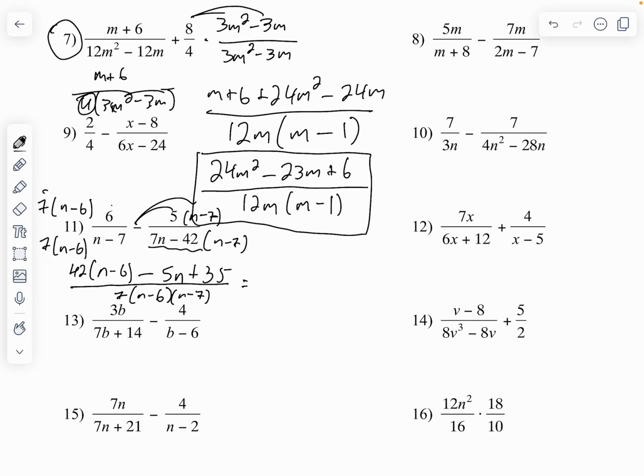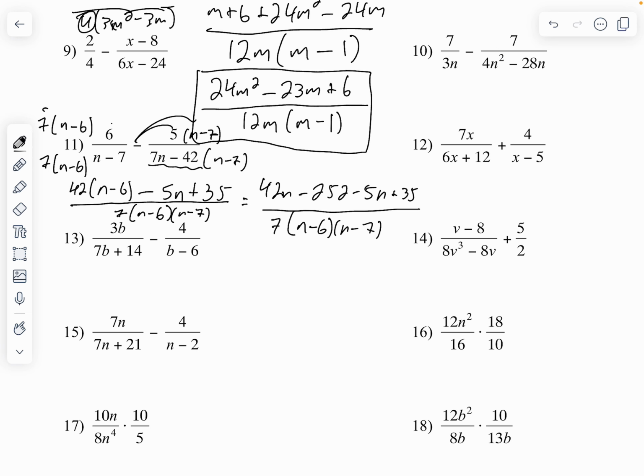All right. So let's see, 42 times 6, 240 and 12, 252, I think. So we have 42n minus 252 minus 5n plus 35, all divided by 7 times n minus 6 times n minus 7. Combine like terms, 42n minus 5n is 37n. Negative 252 plus 35, what is that? Negative 217, I think. On the bottom we have 7 times n minus 6 times n minus 7. Man, I do not think that there's any common factors. I really hope not. Nope.